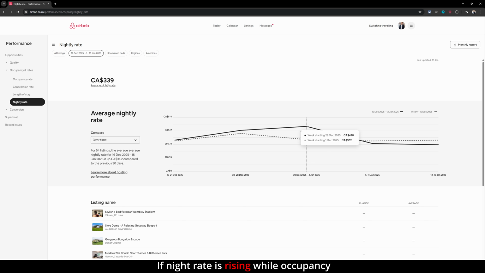If nightly rate is rising while occupancy falls slightly, that can be a good trade-off. And if nightly rate is falling while occupancy rises, you're filling with discounts, not demand. Always judge nightly rates together with occupancy and your length of stay. Hosts often celebrate high occupancy without noticing their average daily rate collapsing. And that's how you will end up fully booked and underpaid.